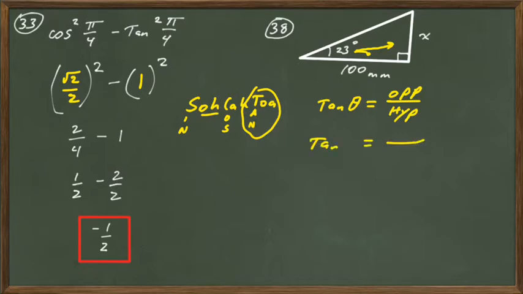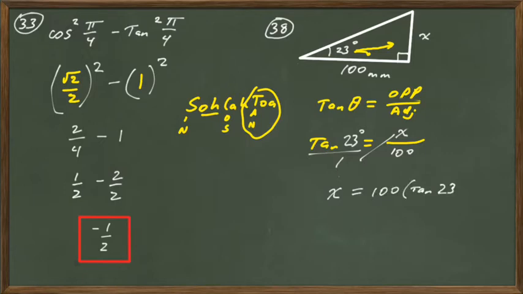So let's fill this in. Tangent of 23 degrees, because that's the angle I'm dealing with. The opposite is x, and I don't know why I put it over hypotenuse. What is tangent? TOA. Opposite over adjacent, I think, right? Shouldn't it be opposite over adjacent? So what is the adjacent? 100 millimeters? If you cross multiply, you get x times 1, which is just x, equals 100 times the tangent of 23 degrees. You'd have to use your calculator, make sure you're in degree mode.